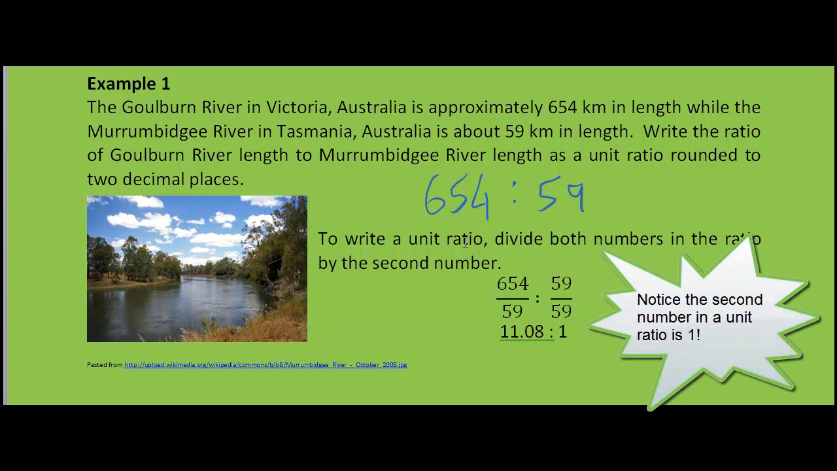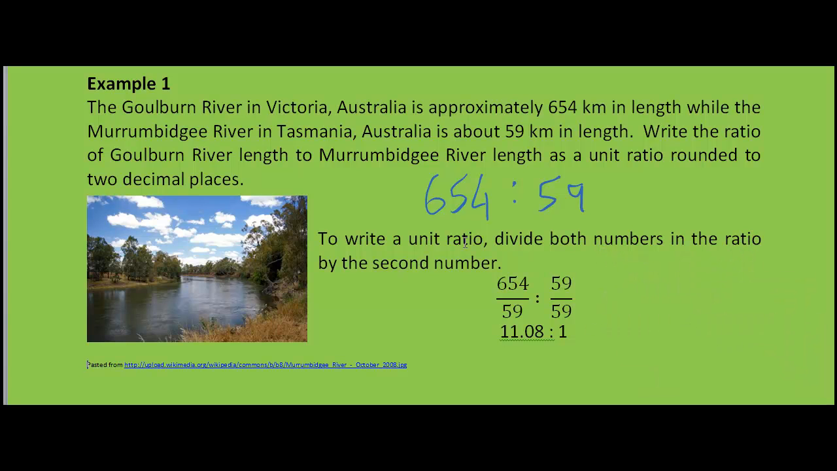It's not like a normal ratio where we're supposed to use whole numbers. It does have a decimal in it. You can identify it as a unit ratio because the second number in the ratio is 1. What does this unit ratio tell us? The Goulburn River, the first number, is about 11 times longer than the Murrumbidgee River, the second number. This information was not obvious when looking at the original ratio of 654 is to 59.